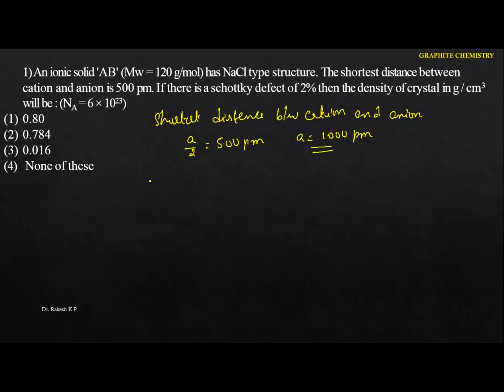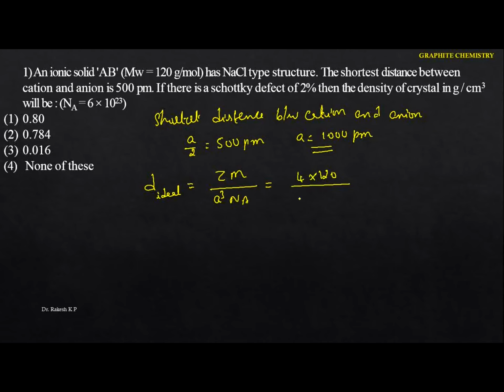Now we know the equation. Let me take this as the ideal density, because there is a Schottky defect. Hence I am going to write d ideal equals Z into M divided by a cube into Na. So let me substitute the value. The Z value for NaCl is 4. The molar mass given is 120.